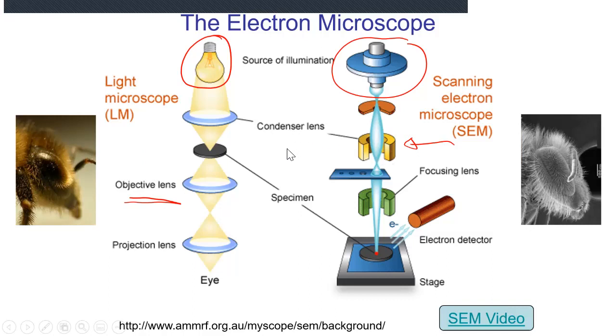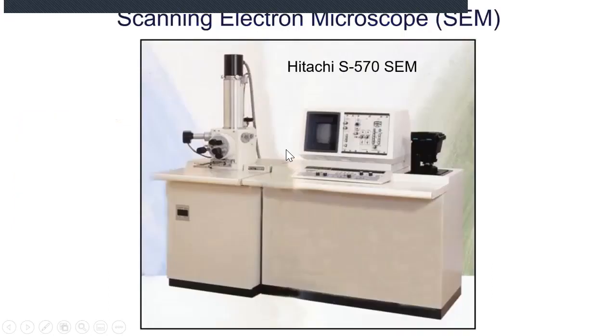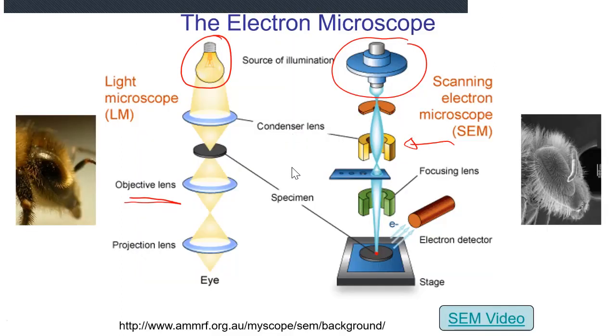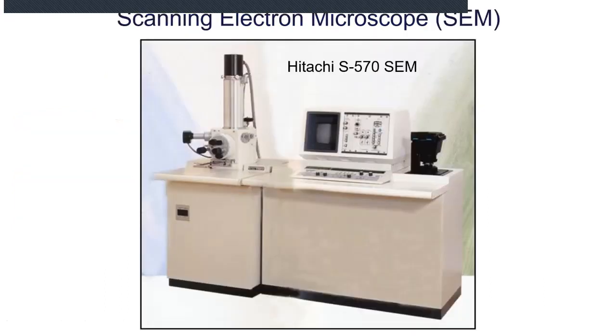So let's talk about some of the details of electron microscopy. There's two types we're going to talk about. One is called scanning electron microscopy. This is also called SEM, so scanning electron microscopy.